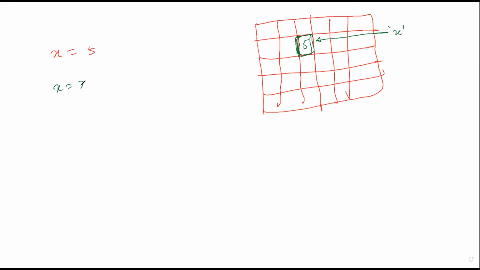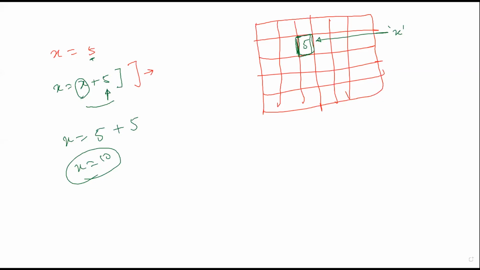Now when we say x is equal to x plus 5, this basically means: whatever was present in x before, add 5 to it and place that number in x again. So x is equal to whatever it was before, so it was 5 plus 5. So x would now become 10. Okay, so don't think of it as a wrong equation. It's not a wrong equation. It just means place in x whatever it was earlier plus 5.